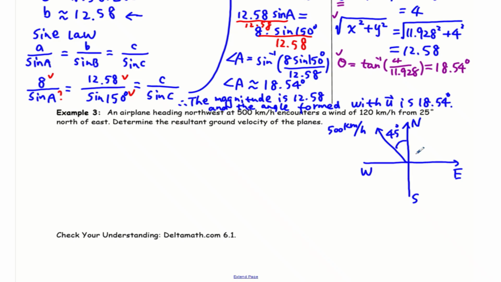And a wind is 120 km per hour from 25 degrees north of east. So from east, 25 degrees north of east. East is our main direction, and 25 degrees goes toward the north. So this is 120 km per hour for the wind, and it asks you for the resultant ground velocity of the plane. That is the actual direction the airplane will go.